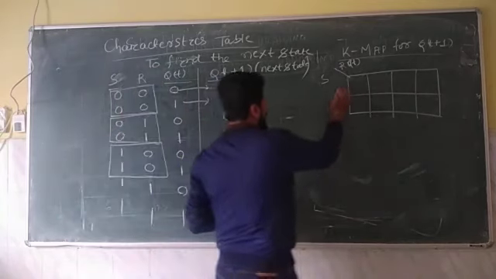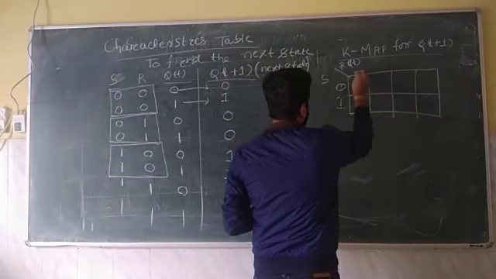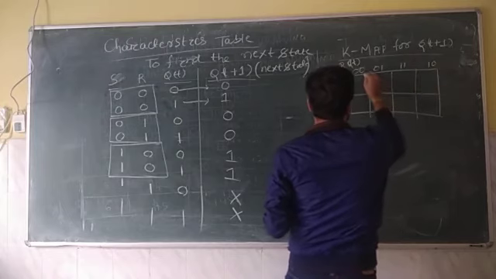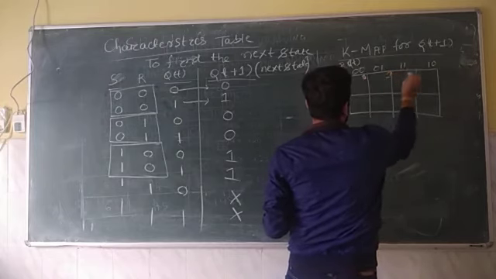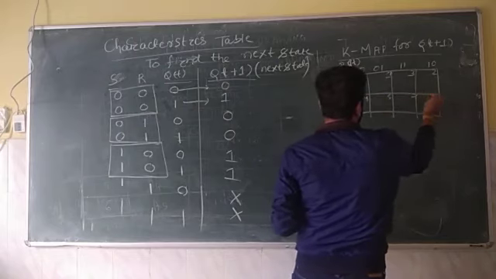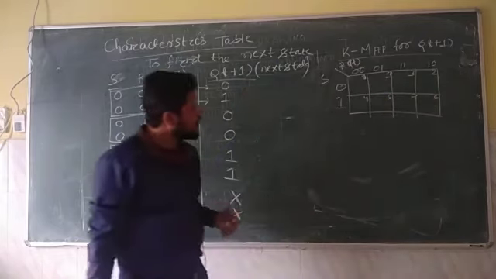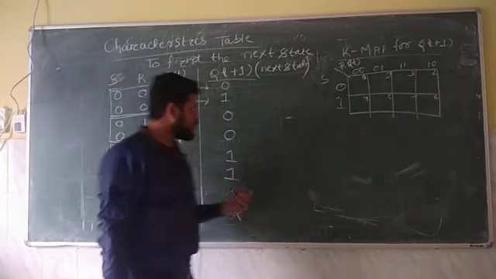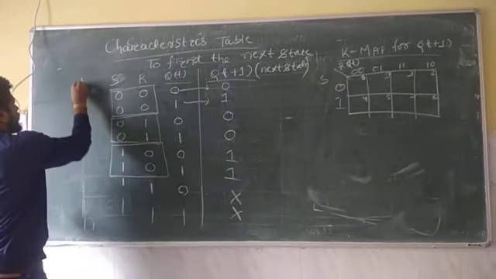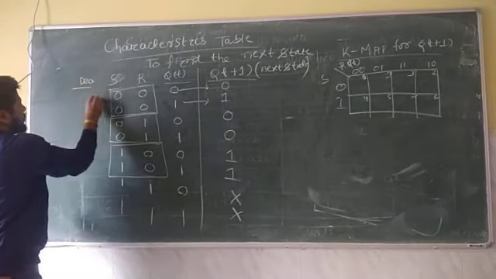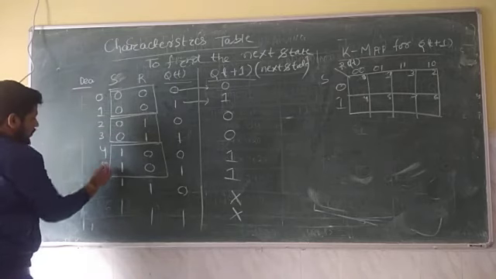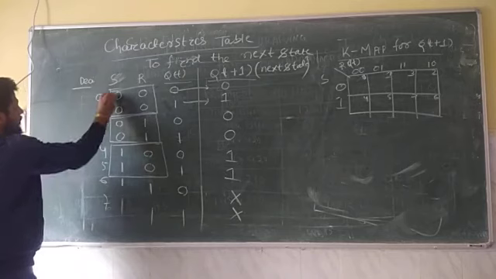So S is equal to either 0 or 1. Here RQt is 00, 01, 11 and 10. So this is 0, this is 1, this is 3, this is 2, 4, 5 and 7 and 6. This is your cell numbering. Then according to your cell numbering, we have to put the values here. So 000 is your binary, and this is your decimal number: 0, 1, 2, 3, 4, 5, 6 and 7.